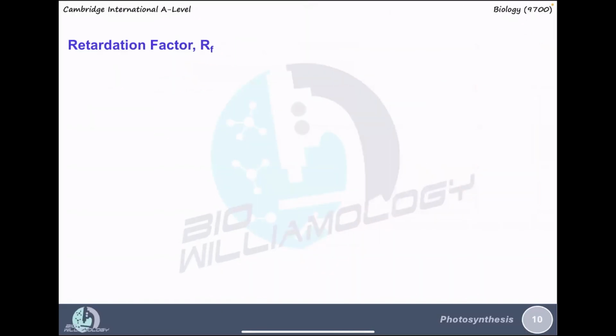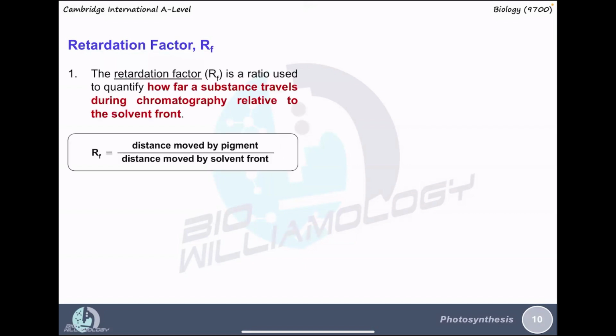So to identify what are the pigments available in the sample, we need to calculate the retardation factor or retention factor. In short, we call it the RF value. The retardation factor is a ratio used to quantify how far a substance travels during chromatography relative to the solvent front. So the formula is distance moved by the pigment divided by the distance moved by the solvent front.